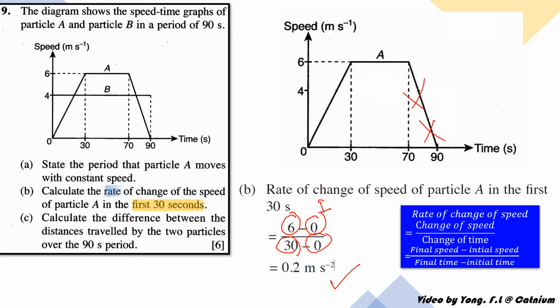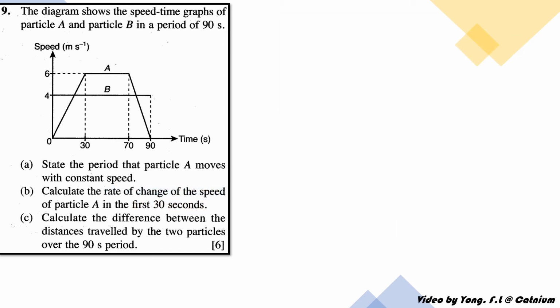Okay, patam dulu. Okay, now for the C. Okay, for C, a bit complicated. So now C is now related for both line. Dua-dua garis digunakan. So calculate the difference between the distance travel. Beza di antara jarak yang dilalui oleh dua partikel over the 90 period. Dalam masa 90 saat.